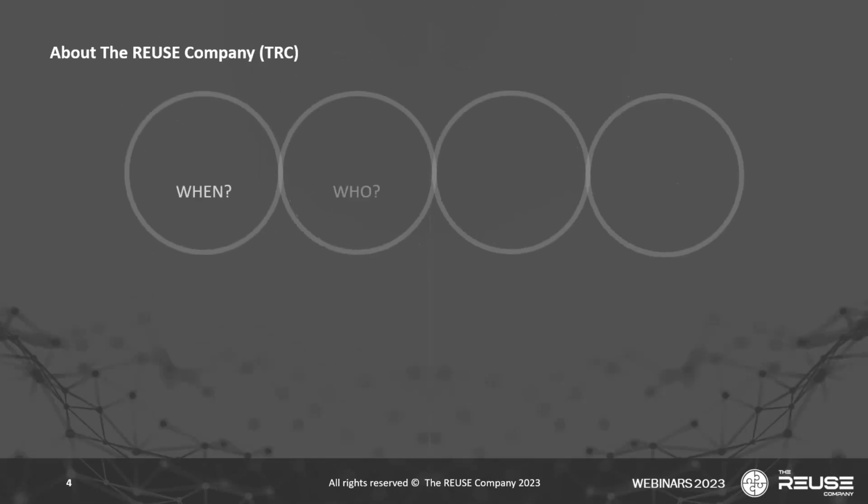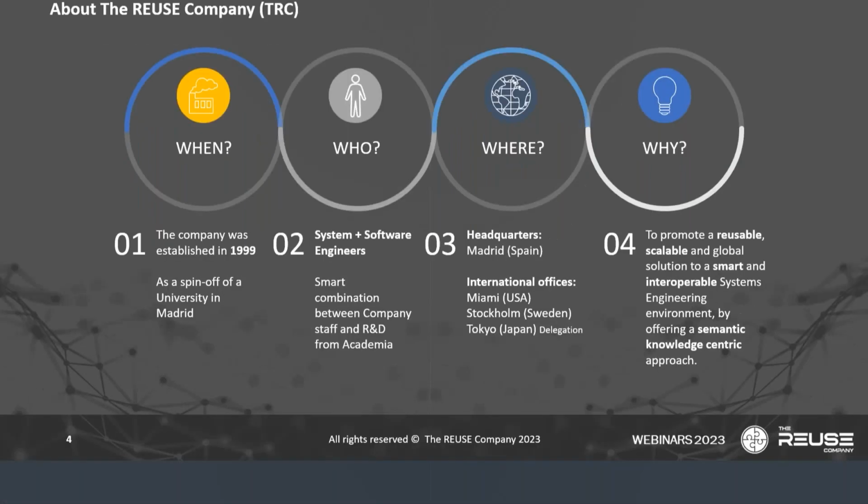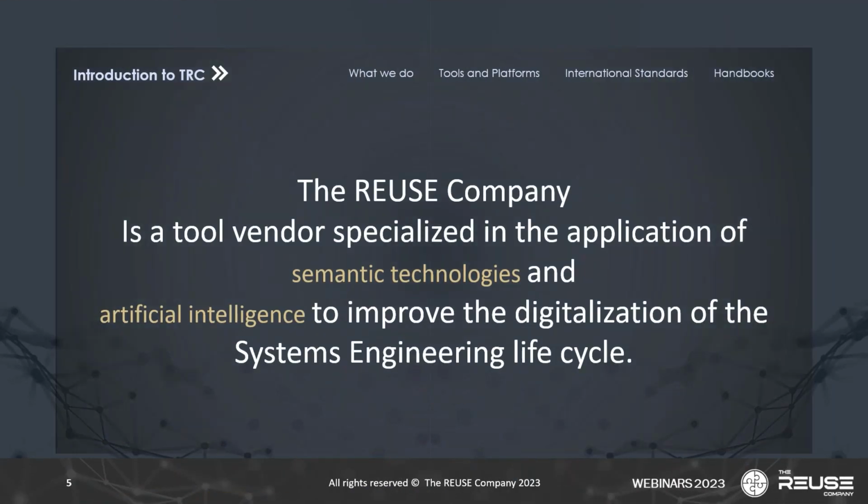So I will start with a very brief introduction about the Reuse company, established in 1999, trying to put together systems engineering and software engineering. The company is still headquartered in Spain, in Madrid, with offices in the United States, also in Sweden, and a special delegation, a special partner in Japan. The topics that we cover from a commercial standpoint is the digitalization of the life cycle by connecting all your different tools in your tool ecosystem.